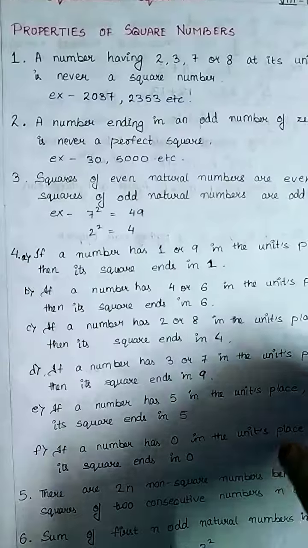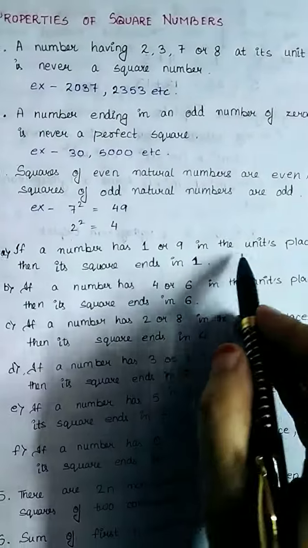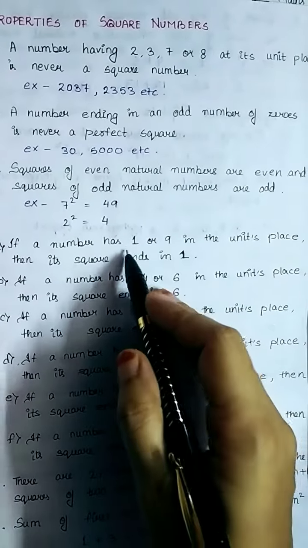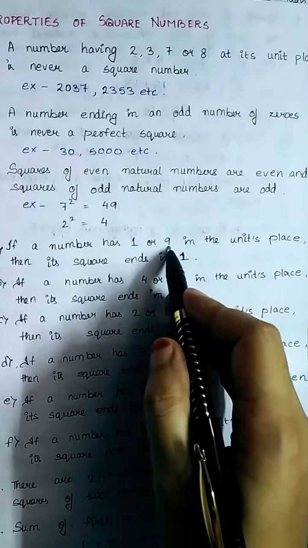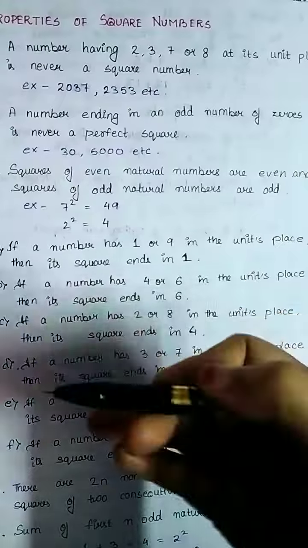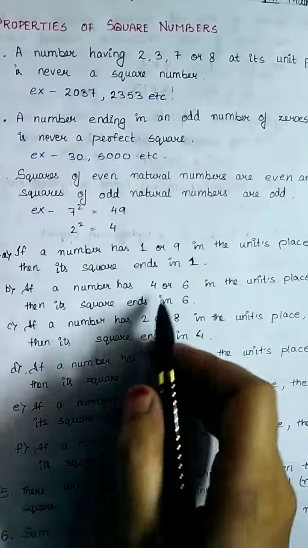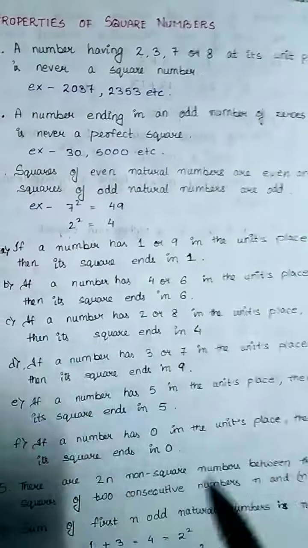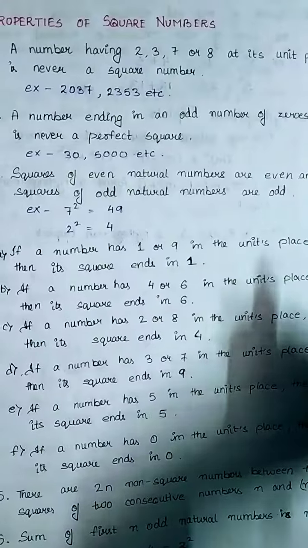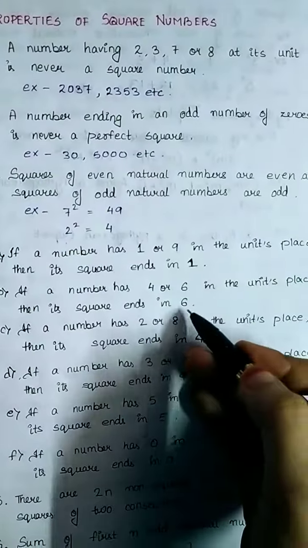Then property number 4, which has many parts. The first part says if a number has 1 or 9 in the unit place, then its square ends in 1. If any number ends in 1 or 9, like 1, 9, 19, 11, the square will also end with 1. If a number has 4 or 6 in its unit place, then the square will end with 6. Like 4 fours are 16, so the square ends with 6. 6 sixes are 36, the square also ends with 6.